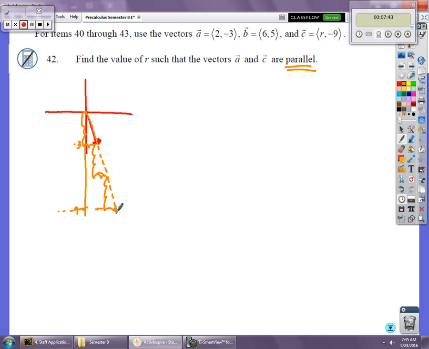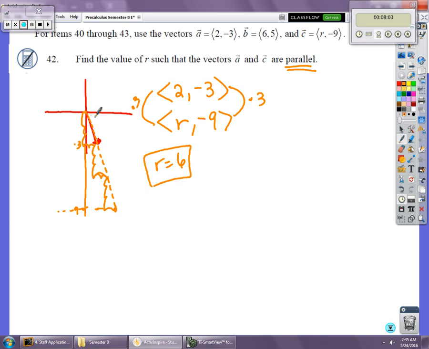But another way you could look at it is, okay, well, if 2, -3, and this one is r, -9, well, if I want them to be on the same path, this was times 3, so this one must be times 3. So my r must be 6, all right, over 6 and down -9. That's probably the way I would figure that one out.